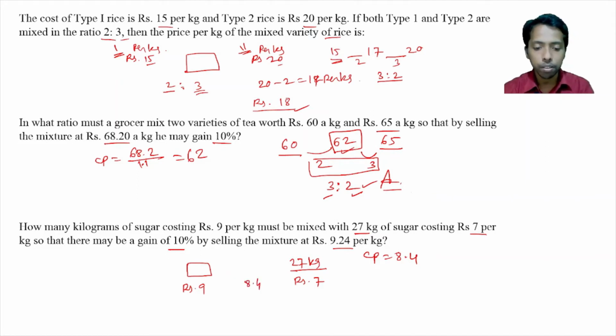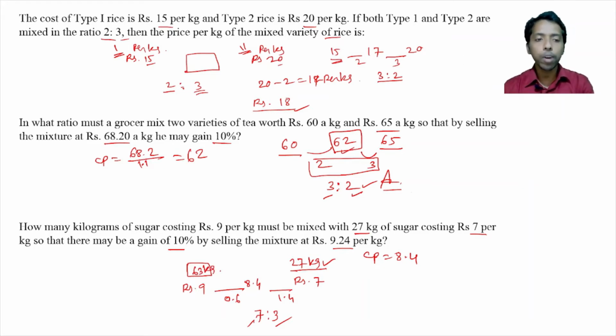Now what's the difference here? That means 1.4. What's the difference here? That means 0.6. I have told you multiple times that you have to just take the reverse, and if we simply reduce this value, that is 7:3, right? Now this 3 unit corresponds to 27. So what are the 7 units? That is 63 kg, right?